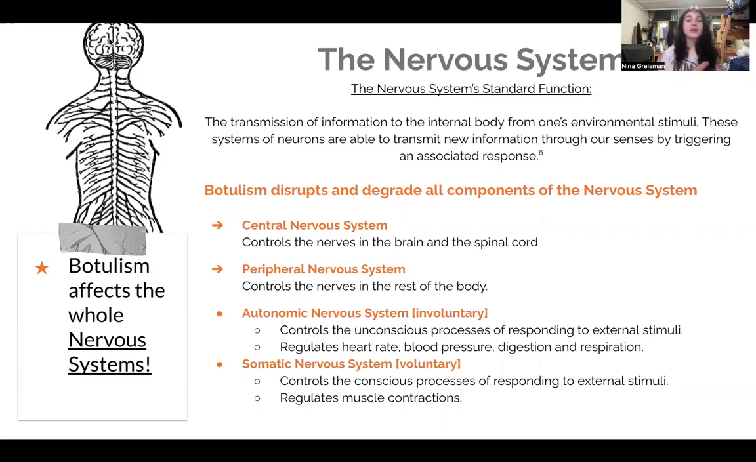Botulism disrupts and denigrates all components of the nervous system, which include the central nervous system, the peripheral nervous system, the automatic nervous system, which is the involuntary processes of responding to external stimuli, and the somatic nervous system, which is the voluntary processes of responding to external stimuli. And botulism affects the whole nervous system.